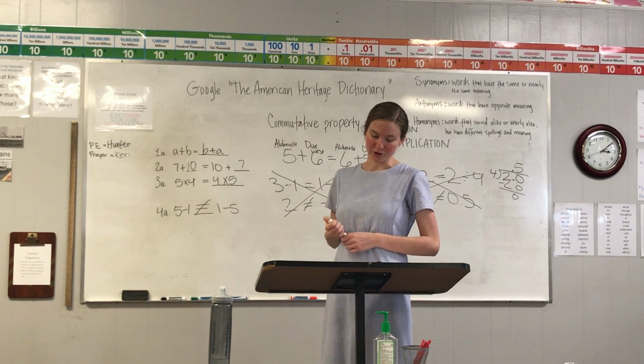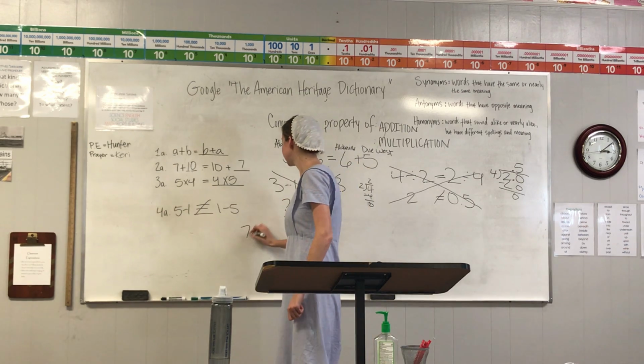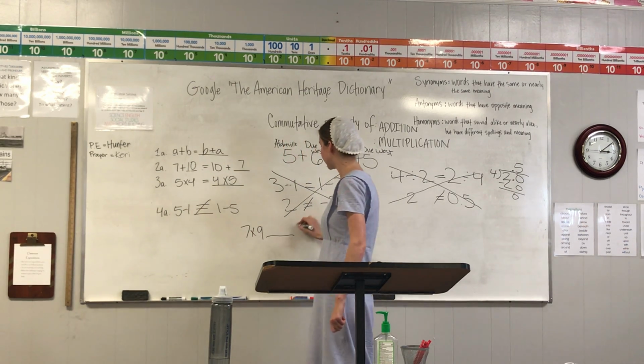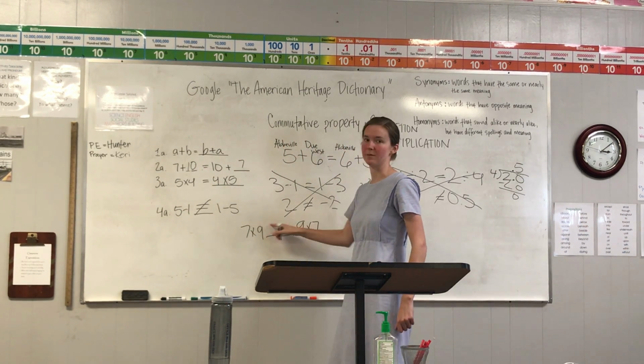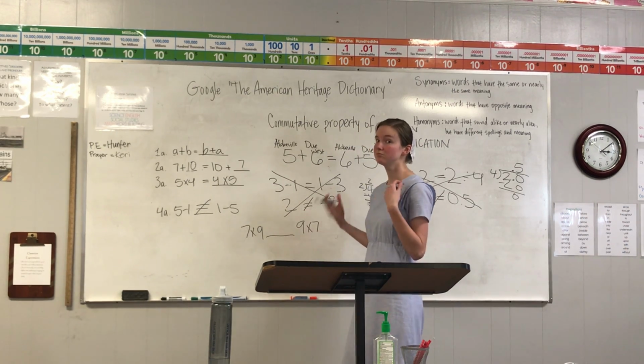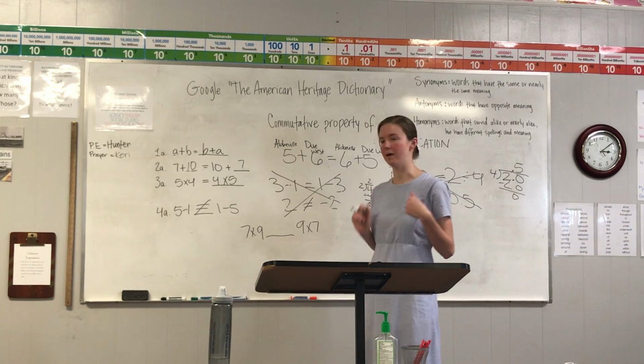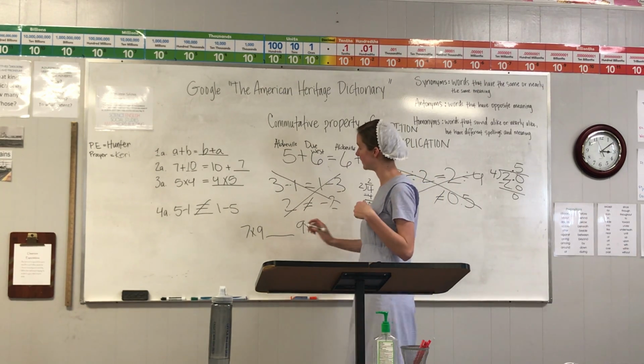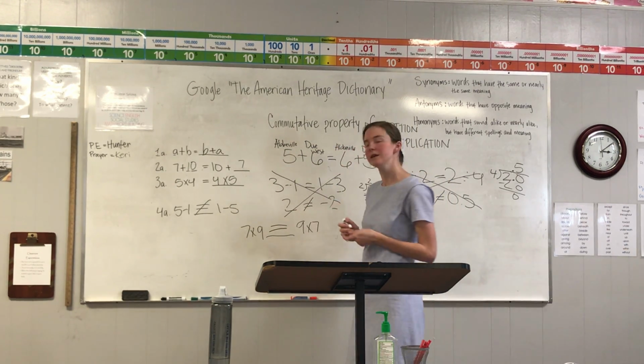It is a good idea to check. So 4b is 7 times 9, 9 times 7. Make sure that they're the same numbers, they're just switched order. 7 times 9, 9 times 7. Commutative property? Yeah, because they just changed the order of the factors. So your answer would be equal sign.